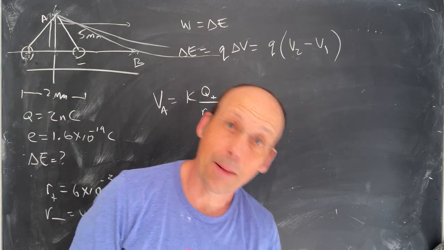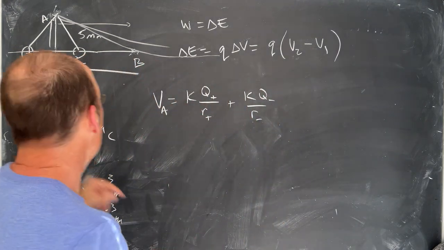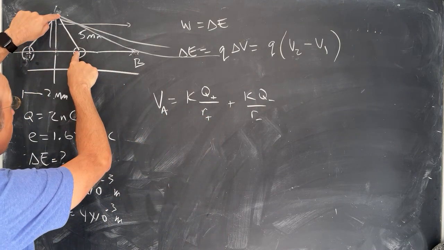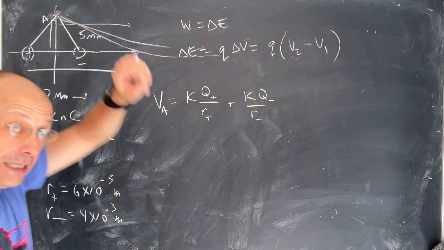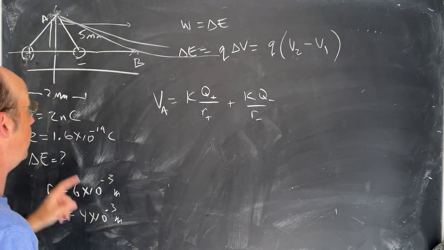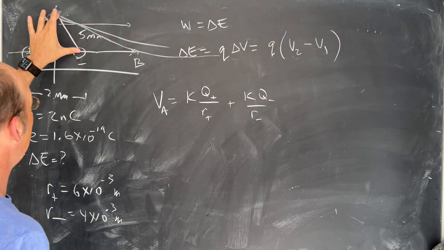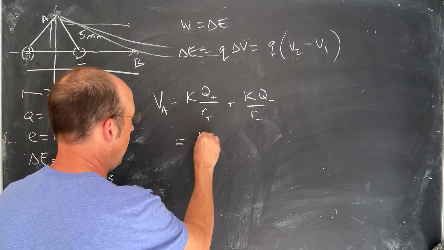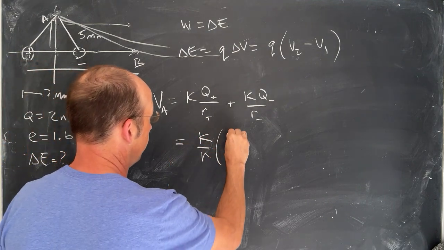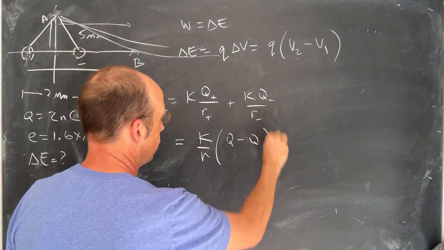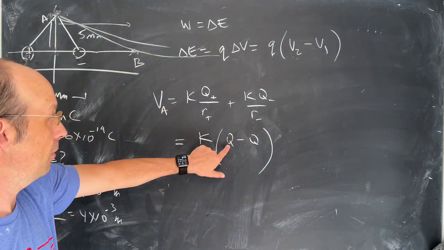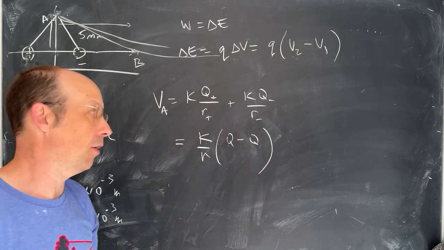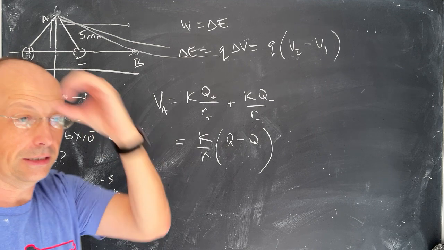But I'm not going to do that because I can just skip something. It doesn't really matter what those are. If I calculated those distances, they're the same. And potential is a scalar. So it doesn't really matter about the direction. So if I calculate the distance, that distance is the same as that distance. So just call them R. So this is going to be equal to K over R times Q minus Q. Because that's the charge in the positive, that's the charge in the negative, and Q minus Q is 0. So the potential at A is 0.